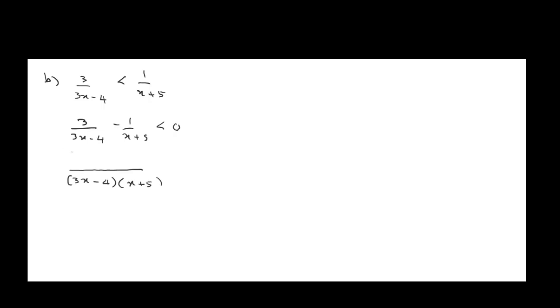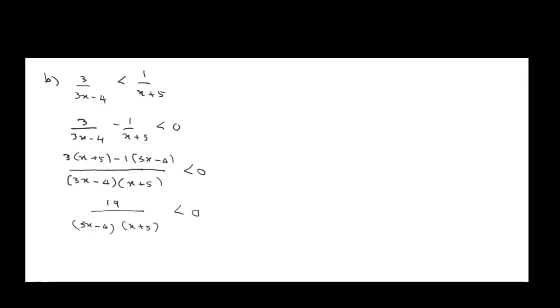Okay, in the numerator, 3 we have to multiply by x plus 5, minus 1 we have to multiply by 3x minus 4, less than 0. And then we have to simplify the numerator. Here we have 3x minus 3x. 3x minus 3x is 0. And then 15 plus 4, that is 19, over 3x minus 4, x plus 5, less than 0.